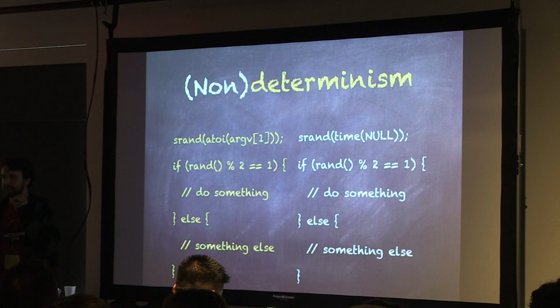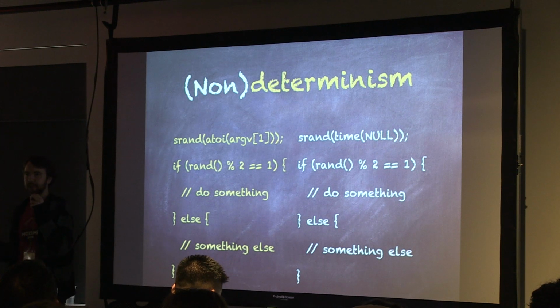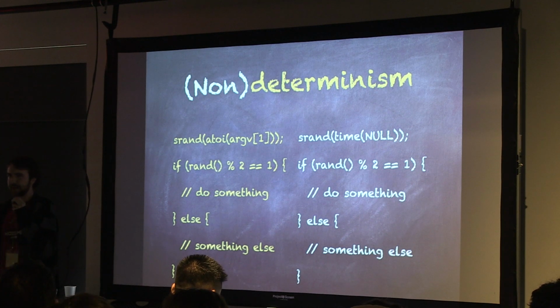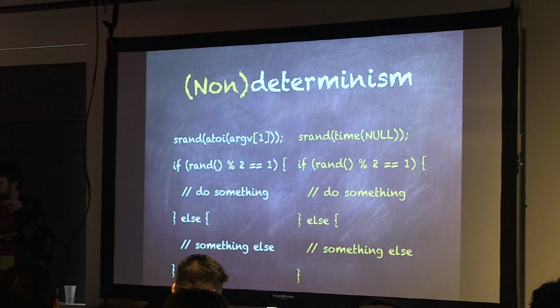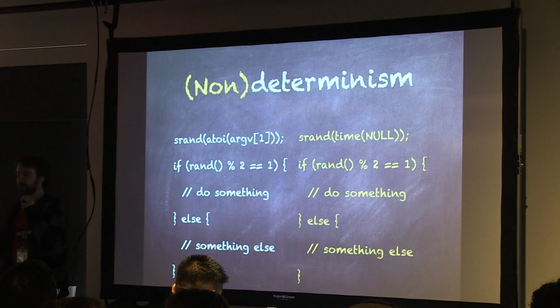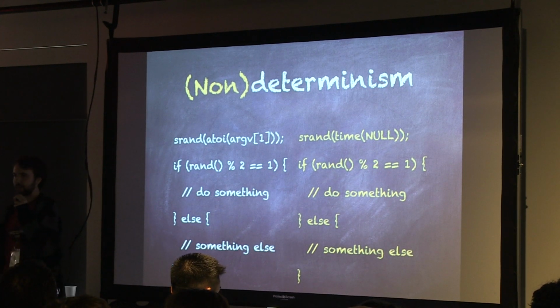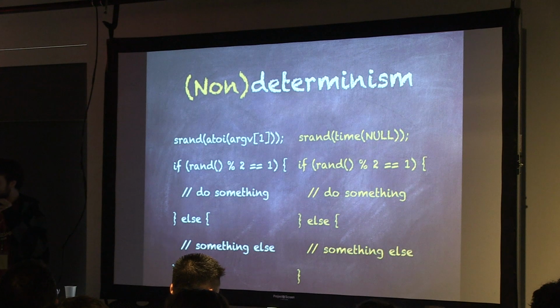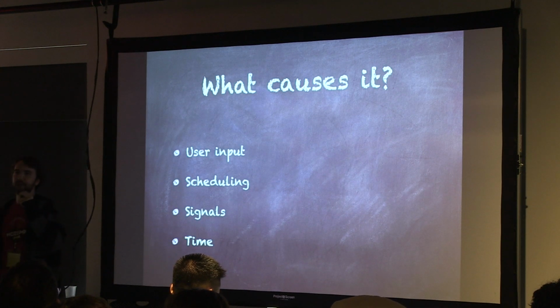The one on the left is deterministic. That means that if you provide the same seed number on the command line to it, every time it'll behave the exact same way. The one on the right initializes the random number generator based on the current time. And that means that if you run the program over and over, it'll have a different seed every time. That is non-deterministic. Other causes include things like user input, or the way the kernel schedules your tasks, or external signals, things like this.